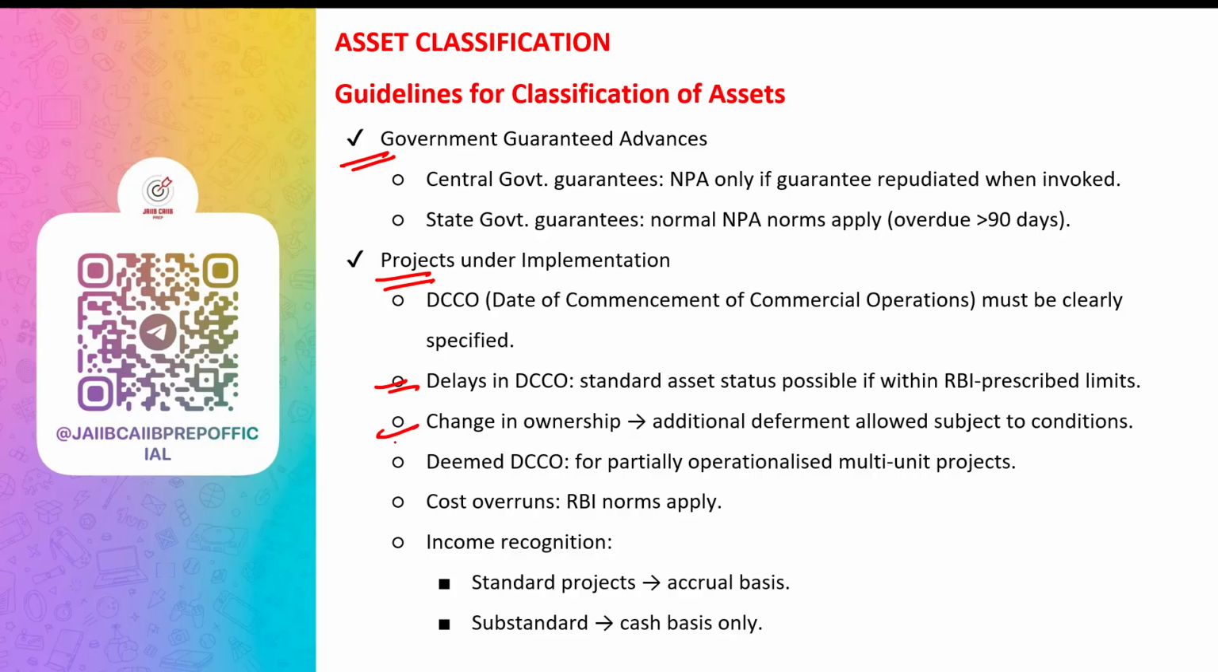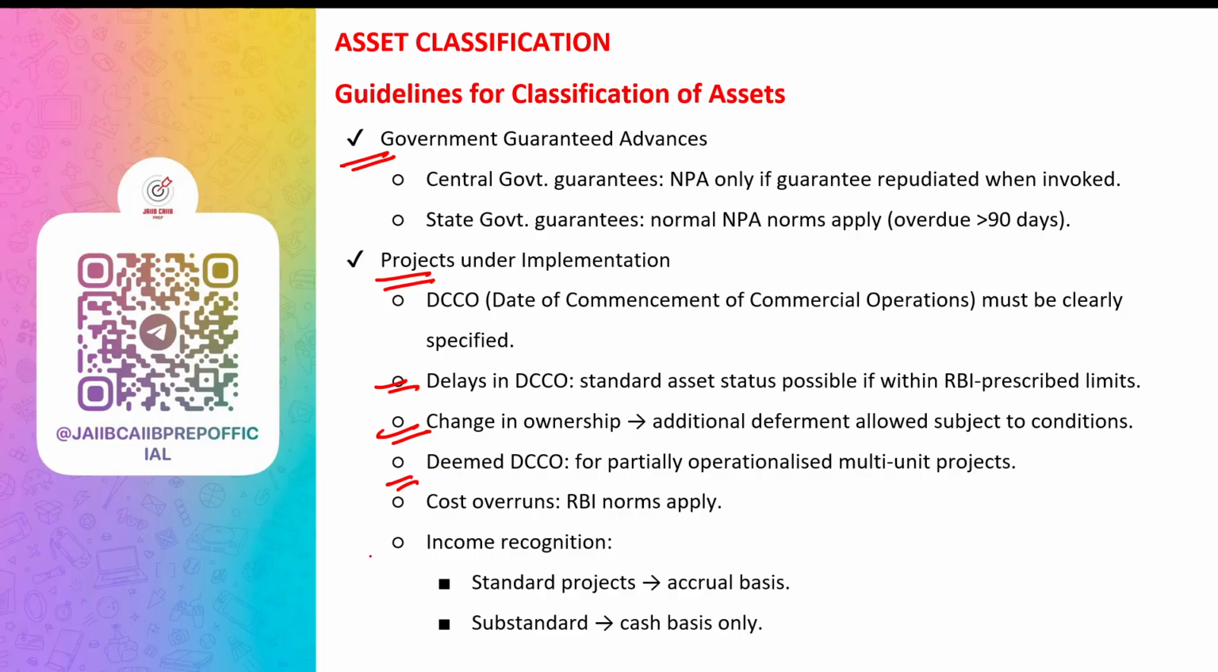If there is a change in ownership, if the project changes hands within allowed timelines, the bank can still treat it as standard. If it is deemed DCCO, if a project has multiple units and some start working, those can be treated as operational for classification. For cost overrun, extra loans for cost overruns follow specific asset classification norms.